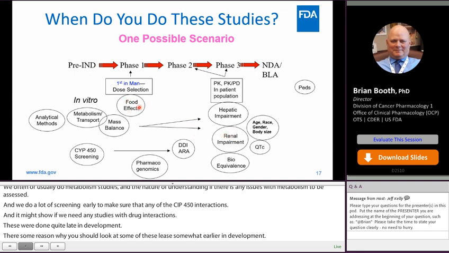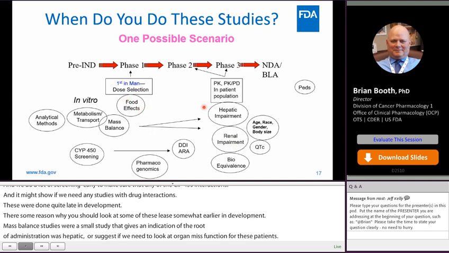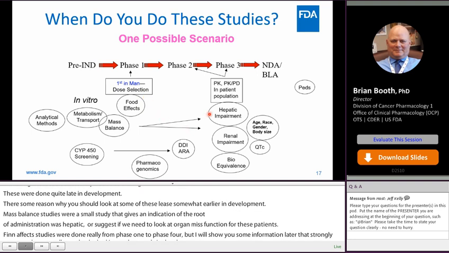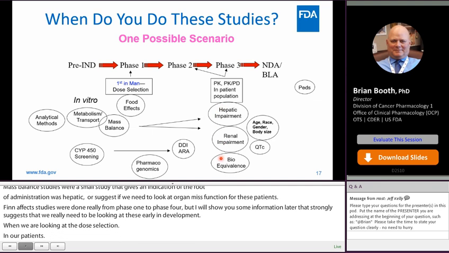Food effect studies were done really from phase 1 all the way through phase 4, but I'm going to show you some information later that strongly suggests we really need to be looking at these early in development, early when we're looking at the dose selection in our patients. Now, as I mentioned, the hepatic, renal, and bioequivalence studies for new formulations that are developed in the course of the development process are usually done later in development.